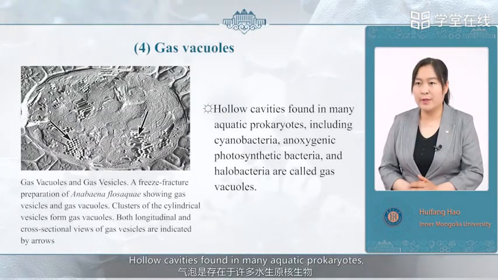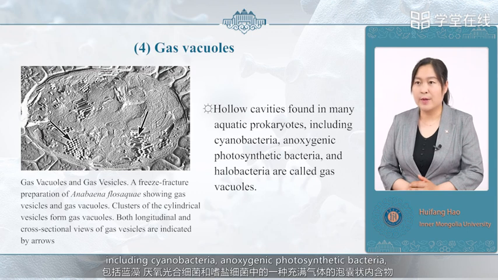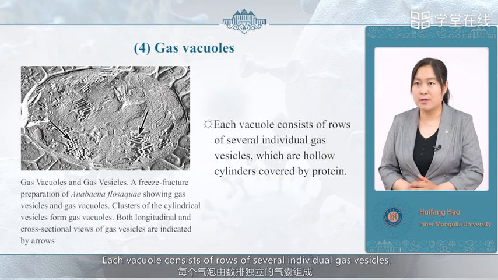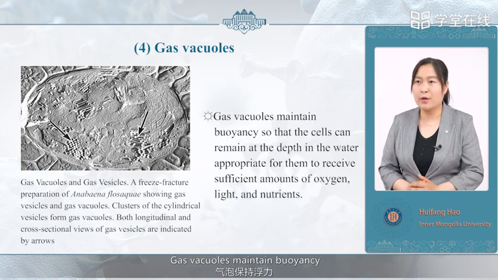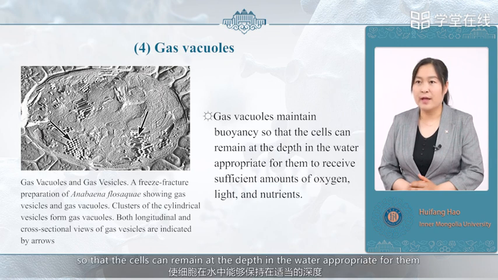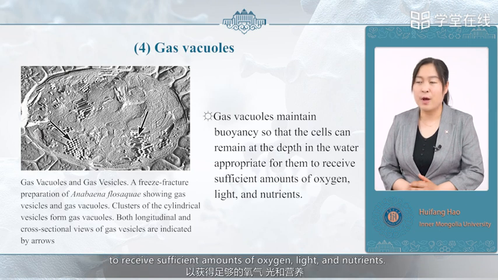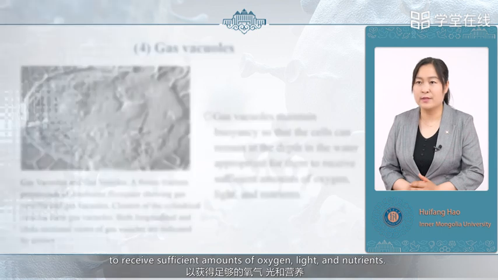Hollow cavities found in many aquatic prokaryotes, including cyanobacteria, anoxygenic photosynthetic bacteria, and halobacteria, are called gas vacuoles. Each vacuole consists of rows of several individual gas vesicles, which are hollow cylinders covered by protein. Gas vacuoles maintain buoyancy so that the cells can remain at the depth in the water appropriate for them to receive sufficient amounts of oxygen, light, and nutrients.